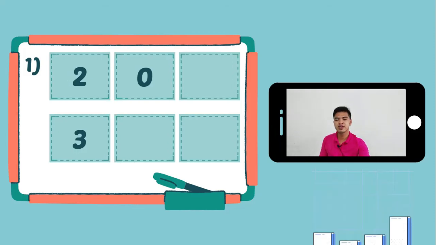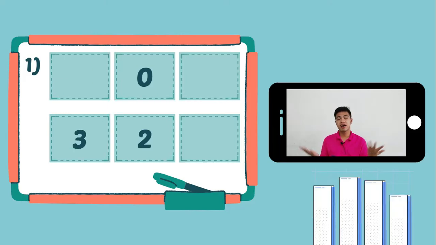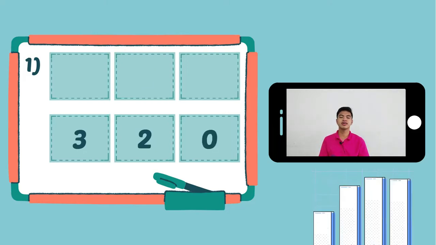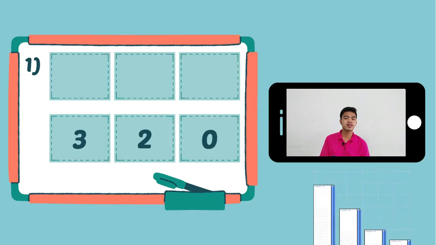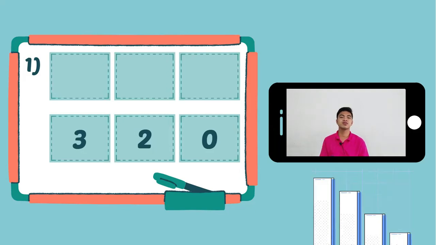Good job, the bigger number is 2. And then, since the last number that we have is only 0, we're just going to put it on the last part, okay? So our order for here is 3, 2, 0. Those are the numbers that are arranged from the biggest to the smallest, or in descending order.